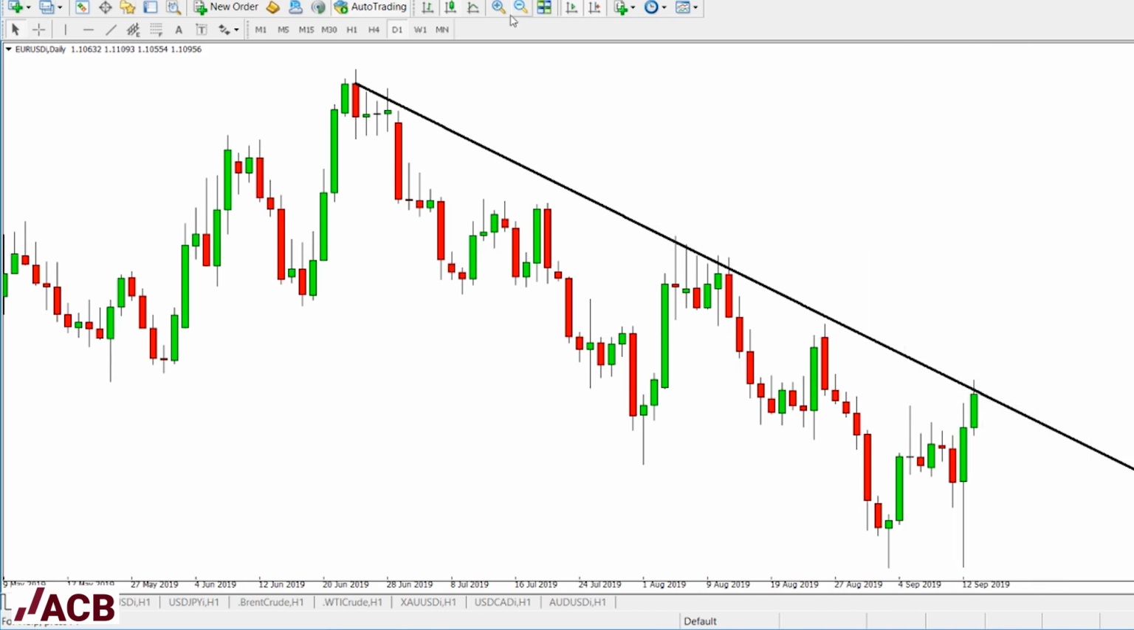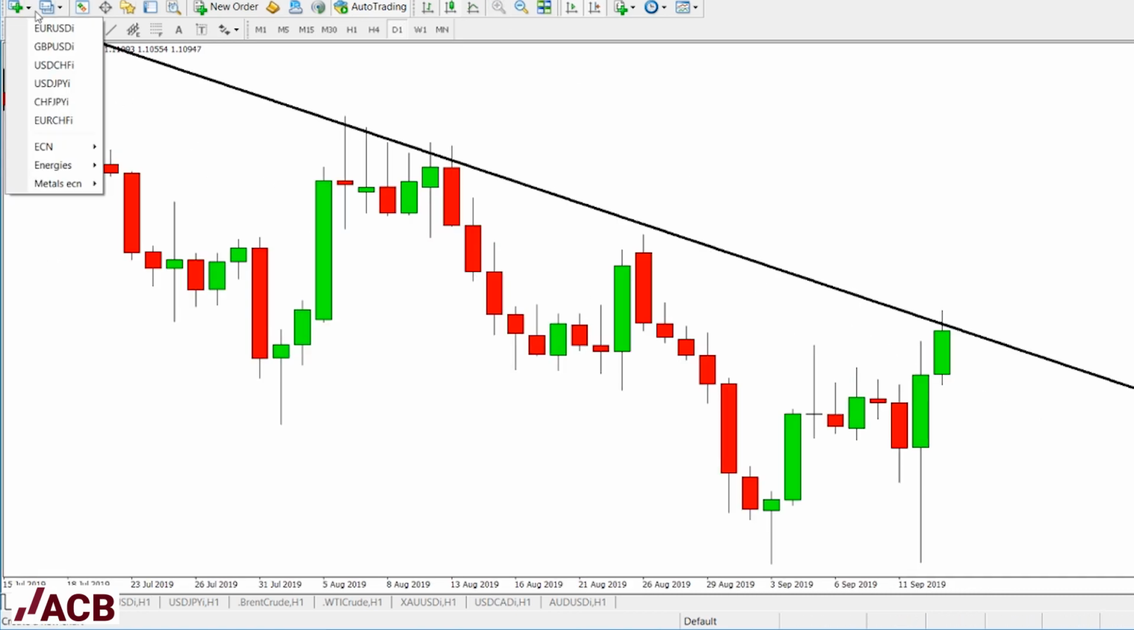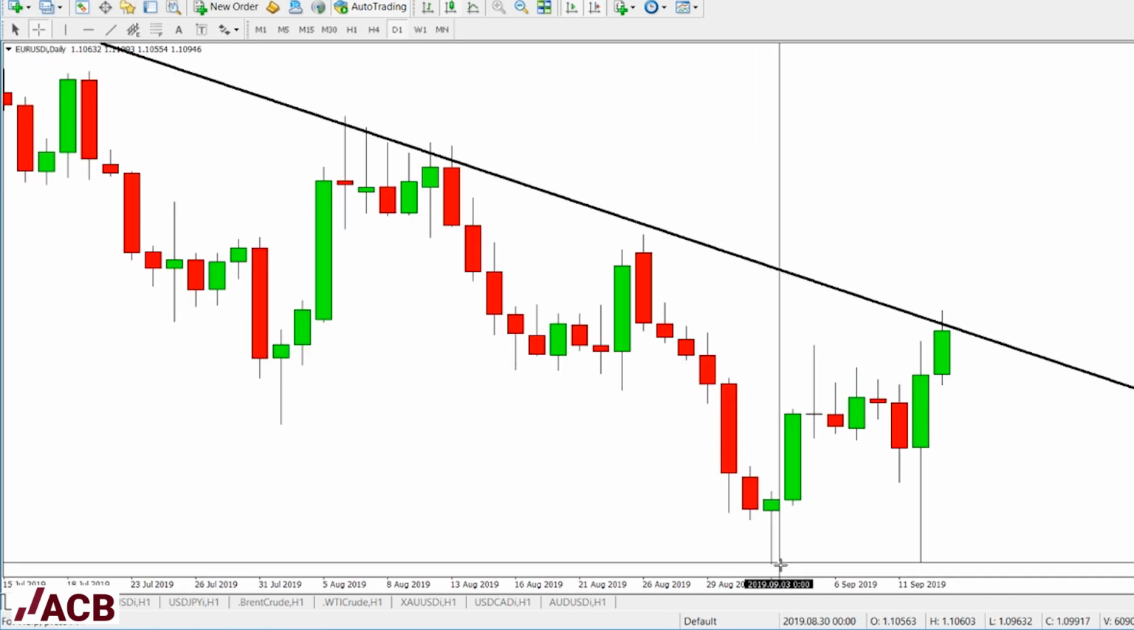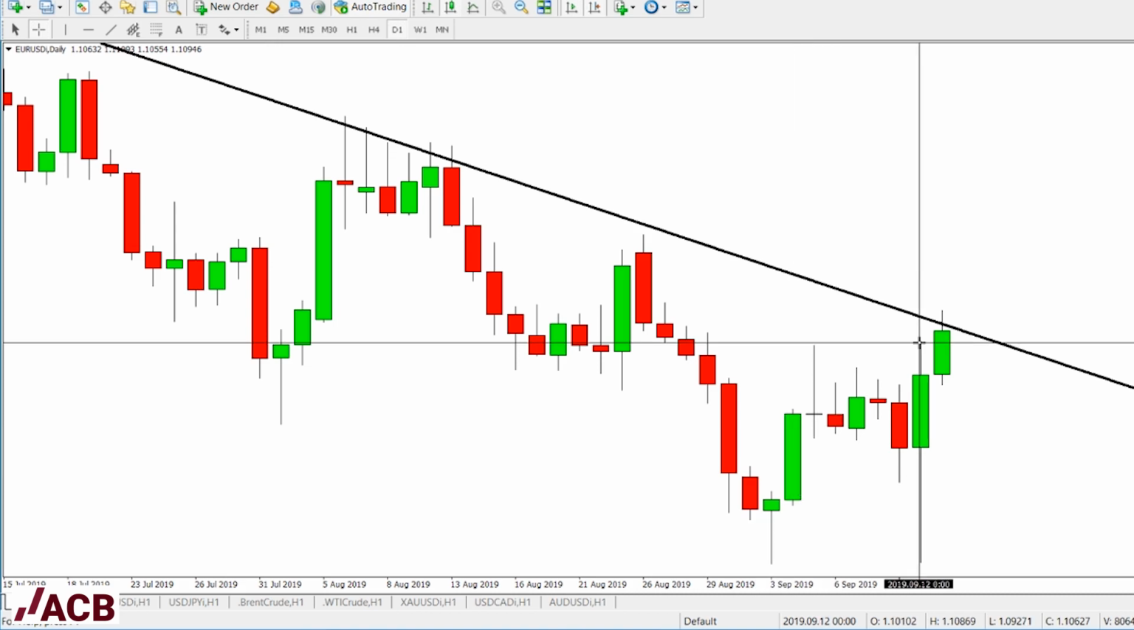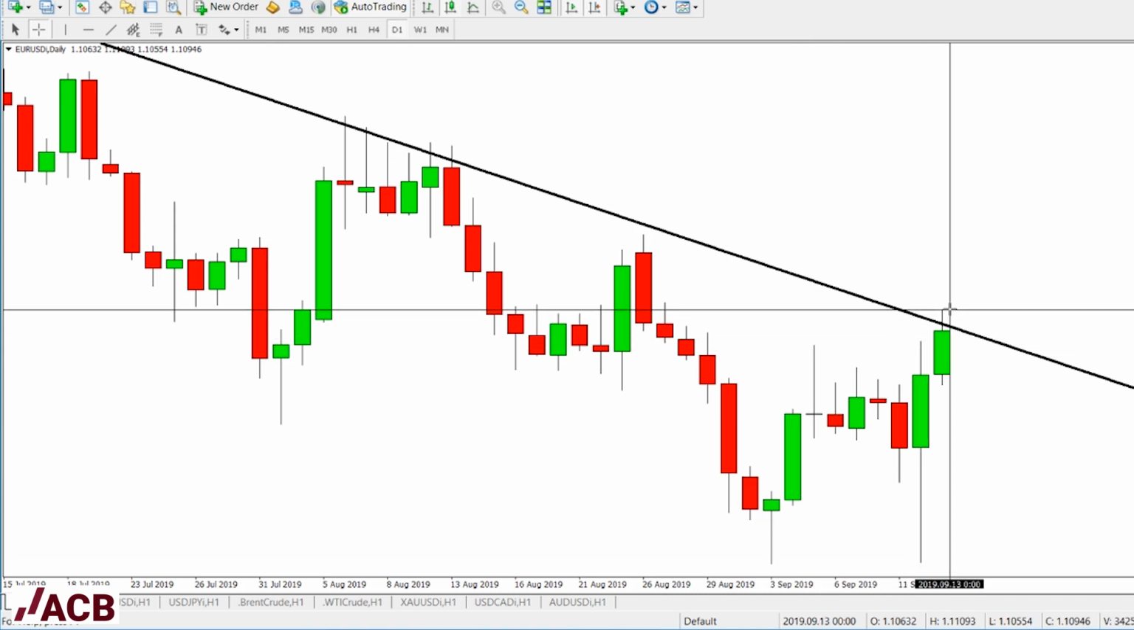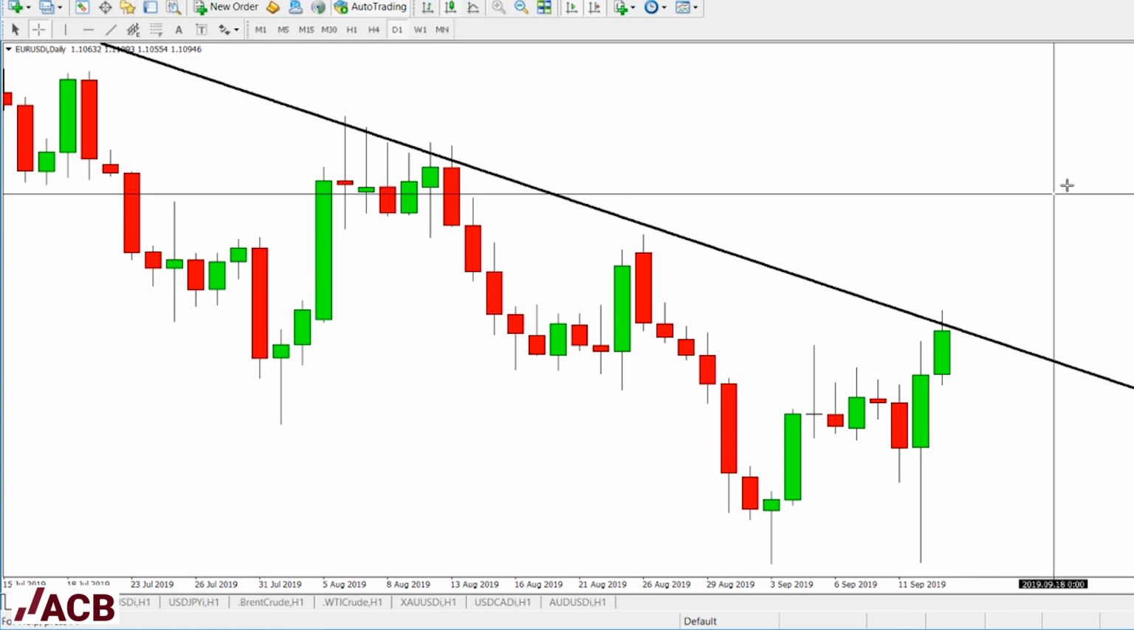Now we did form a double bottom, which is significant. Right here you can see that we did get a major bounce off of the structure here. We retested that same area and actually found bullish support. So the question going forward, will we actually be able to break through this level and start the continuation of a trend?